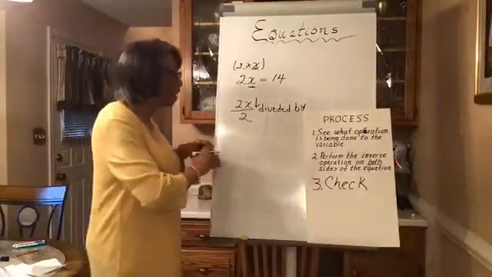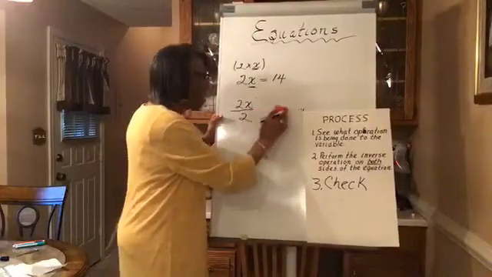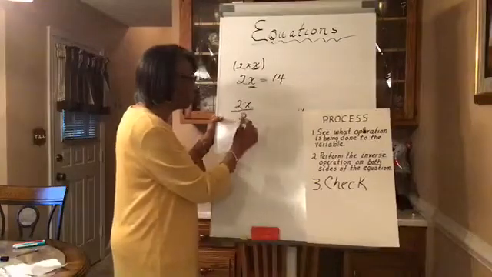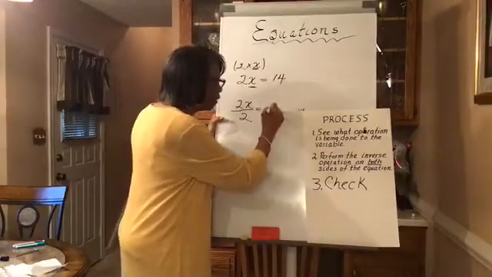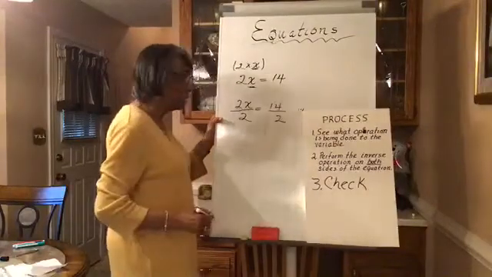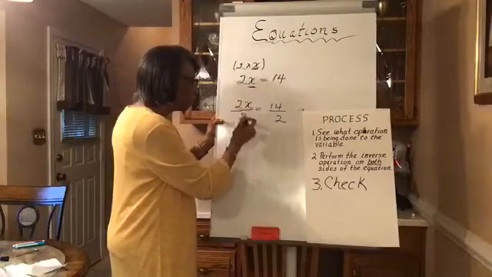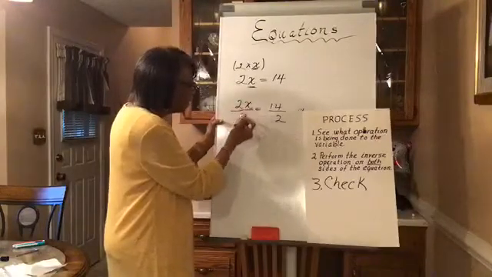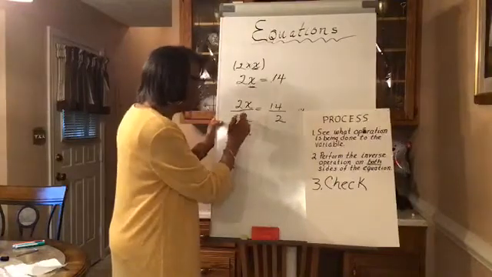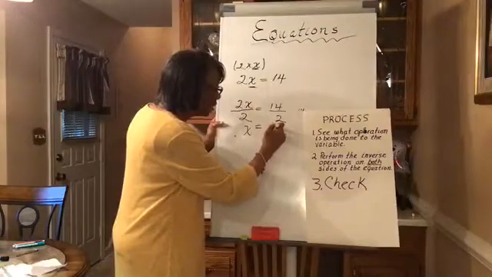And then on the other side, I have to do the same thing. And we'll come back with some more of these so you get used to the way we do this. Equals 14 divided by 2. And of course, these 2's cancel out, but we know that if we multiply something and then divide it, we're going to get x. And 14 divided by 2 is 7.